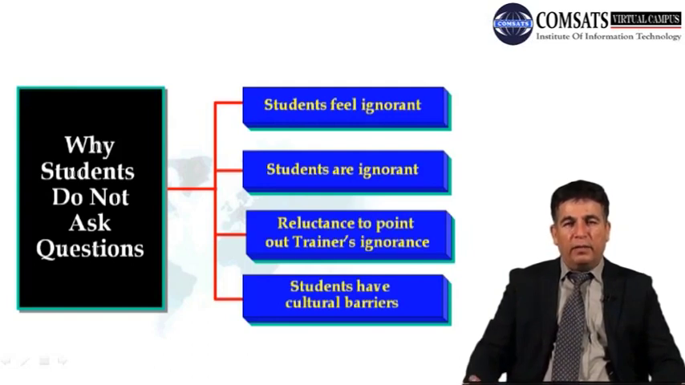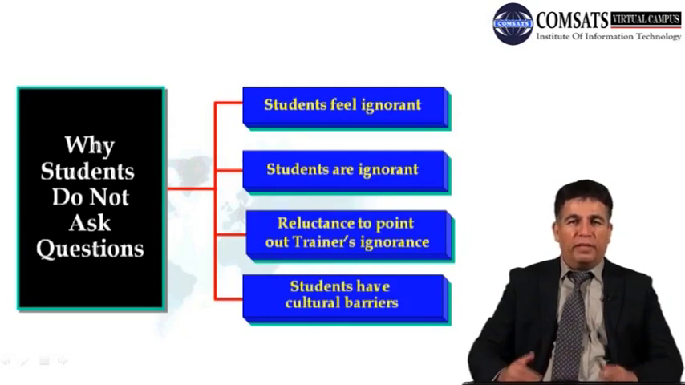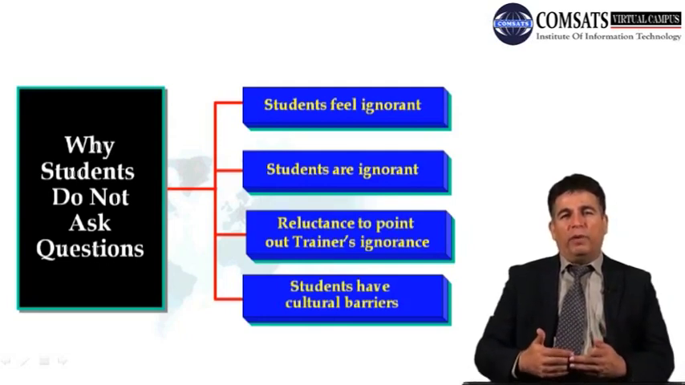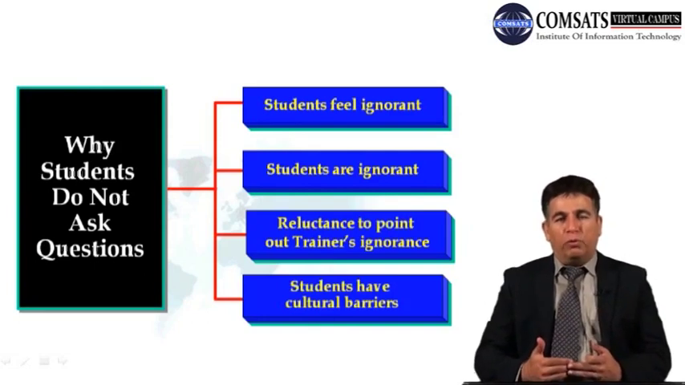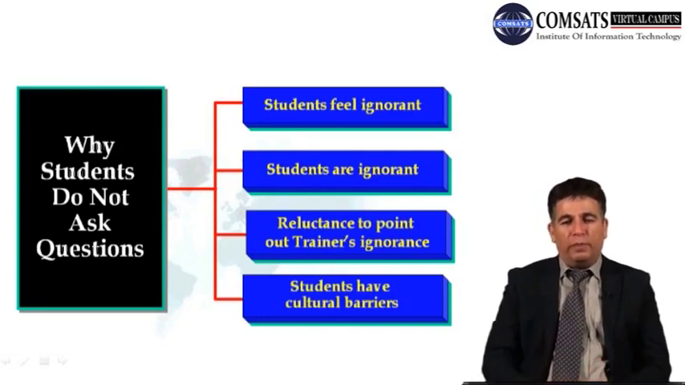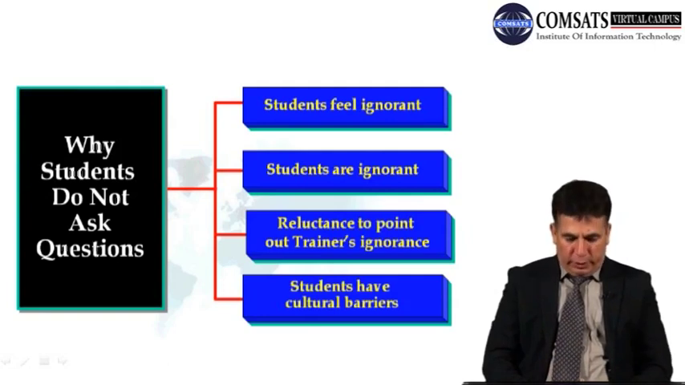जब हम बात करते हैं स्टूडेंट्स की इग्नोरेंस की, लाइक फॉर एग्जांपल स्टूडेंट को मालूम ही नहीं है कि जो टॉपिक डिस्कस हो रहा है वो क्या है. सो व्हेन द स्टूडेंट्स दे आर कंप्लीटली इग्नोरेंट, उनको मालूम नहीं है जो टॉपिक डिस्कस हो रहा है उसके बारे में, उनको कोई आइडिया नहीं है, तो दे डोंट स्पीक. Reluctance to point out trainers' ignorance.